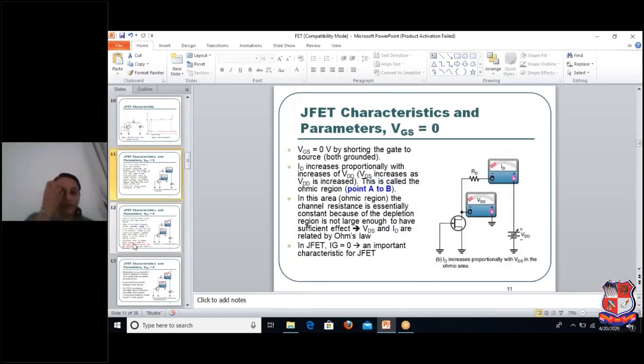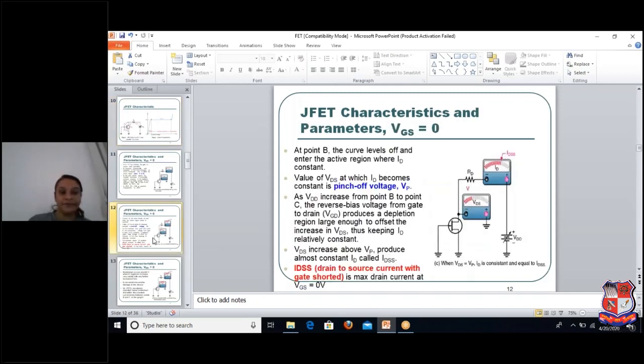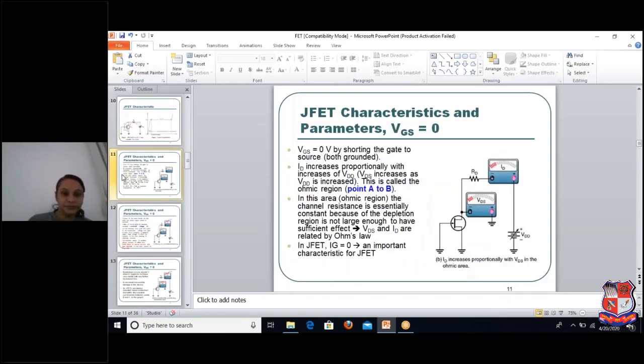Okay, now we will discuss the characteristics. So VGS 0 by shorting the gate to source. Whenever your gate to source terminal is shorted, at that time your output will be 0. Then what happened? ID increases proportionally with the increasing of the VDD.